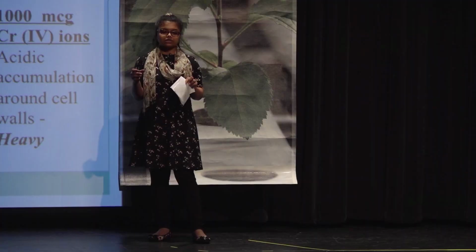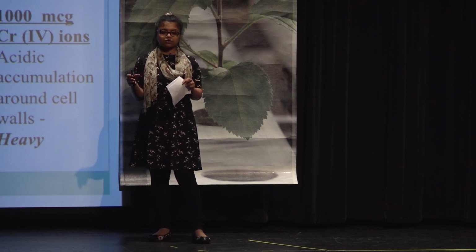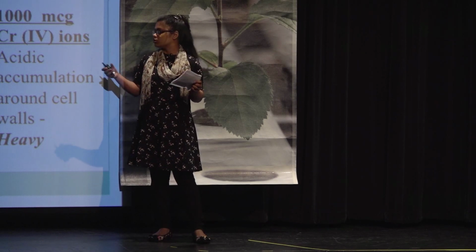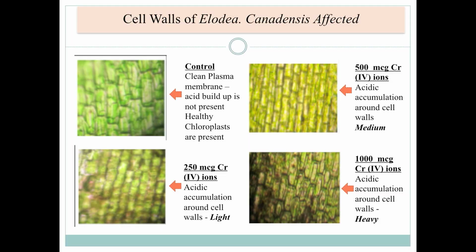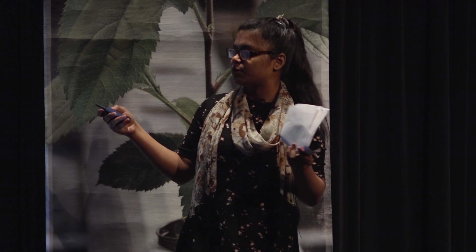After I finished my 15 days of experiment, I cut the leaves of the Elodea densa and placed them under microscopes where I saw the cell structure, whose image you can see over here. In the image of the control group, which contained only water, you can see that the cell plasma membrane is clean, but as the concentration of chromium picolinate increases, you can see the color change in the cell structure, which indicates the presence of acid in the apoplast. As I mentioned, the apoplast is outside of the plasma membrane.